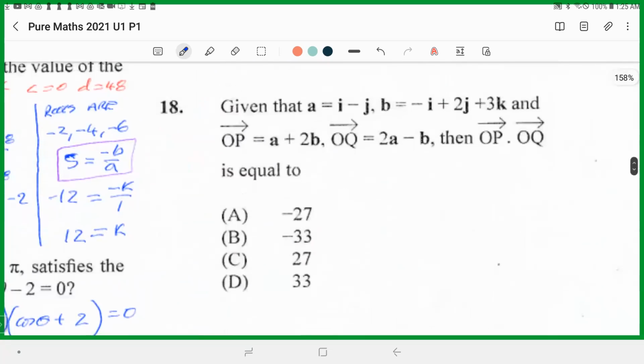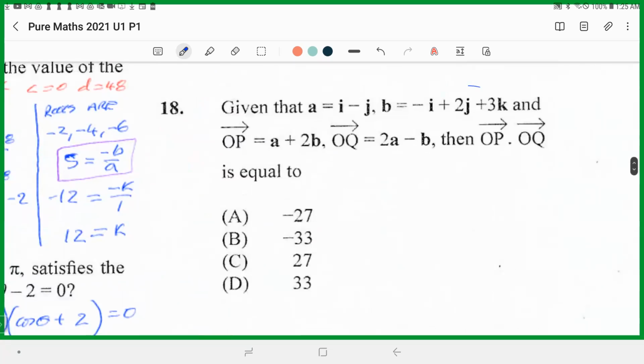This is a vectors question. It's an IJK question, so don't make this tricky and think it's an I and J only. They give us this as A and this as B. Remember, write them as column vectors. It's just always easier.